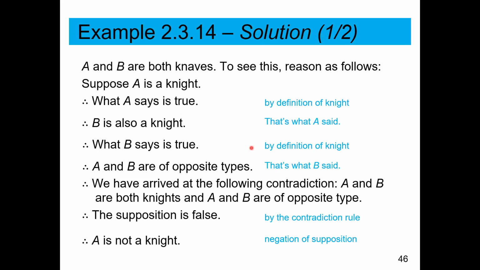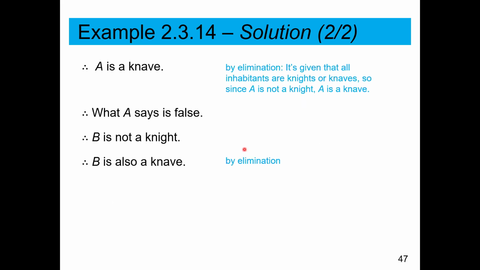So therefore, what we supposed, which is A is a knight, is false. This is one of the few times we make an assumption, but we're using an assumption very strategically to actually show that it's false. Now, since A is a knave, we know that A is false. So that means that B is not a knight, which means B must be a knave, and that's pretty easy.